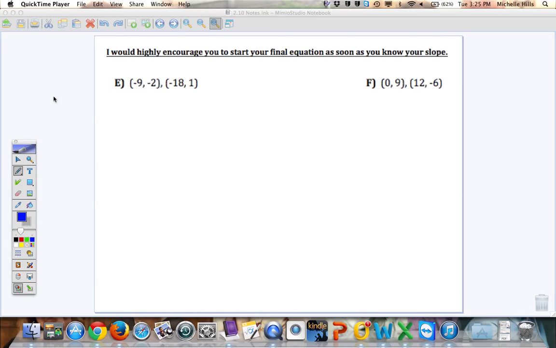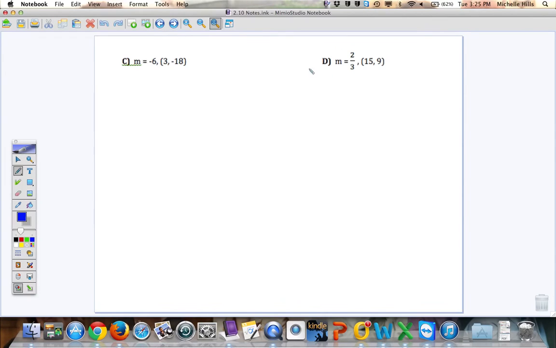I want to go back for just a minute and remind you of what we did in the previous set of notes for Learning Target 210. What we had done was we said, if I know the slope, I already know I can start my equation y equals 2/3 x. And then I can go find my y-intercept by doing the following.